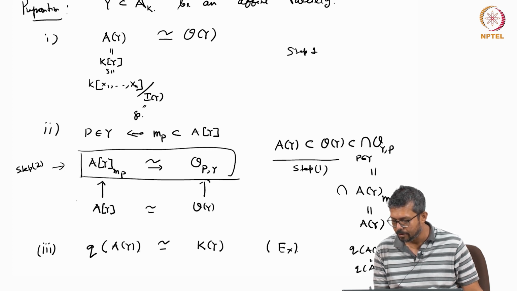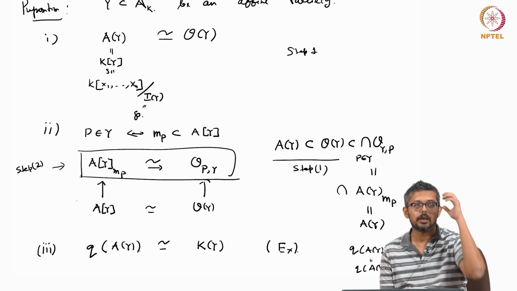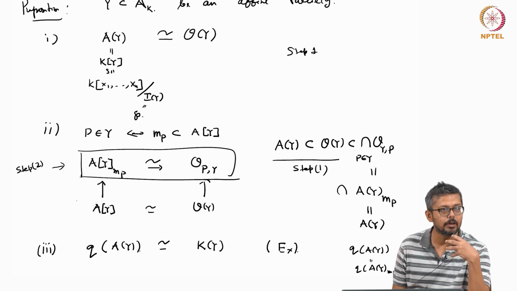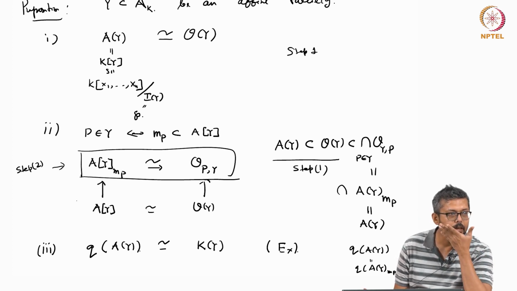This is also right. If you take a domain and if you take a localization and take the quotient, that is again a domain, and the quotient field is again the same.